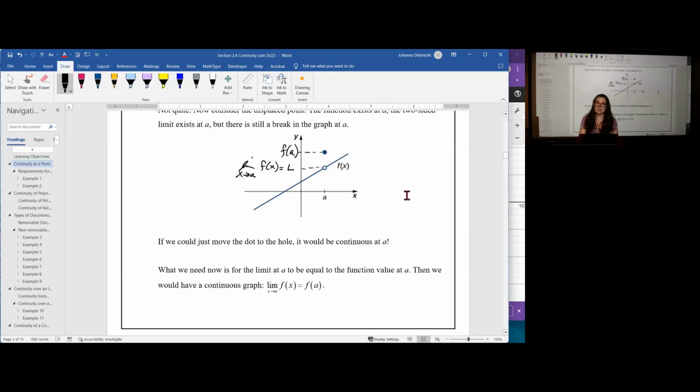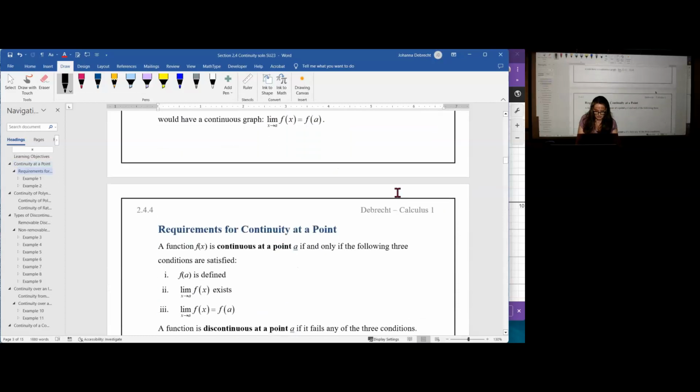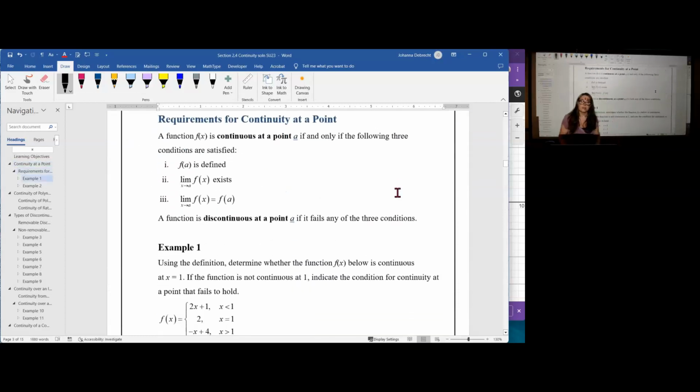So, what is it that we need in order for the function to be continuous when x equals a? Well, we need the function value to be what the limit is. We need f of a to be equal to L, the two-sided limit as x approaches a. If the limit points to the actual value of the function, then we should be able to draw it without picking up our pencil.